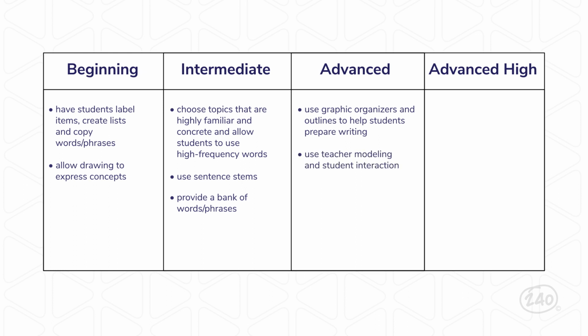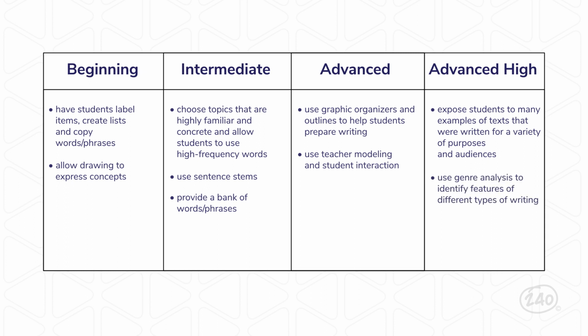Finally, at the advanced high stage, students write at a level nearly comparable to native English-speaking peers in clarity and precision. Errors are minor, and they need minimal support. So exposing students to a variety of written texts and using genre analysis will help them continue to develop as writers. You'll have them reading, writing, and, let's be honest, even texting at an advanced high level.